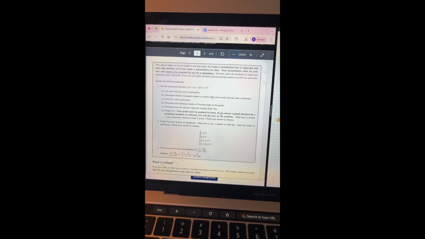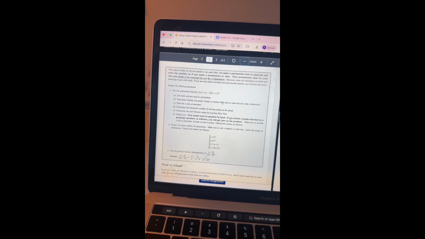So for number 2, it's asking to graph the given system of inequalities. Make sure you use a dashed or solid line. Label all points of intersection and check your answer with decimal.